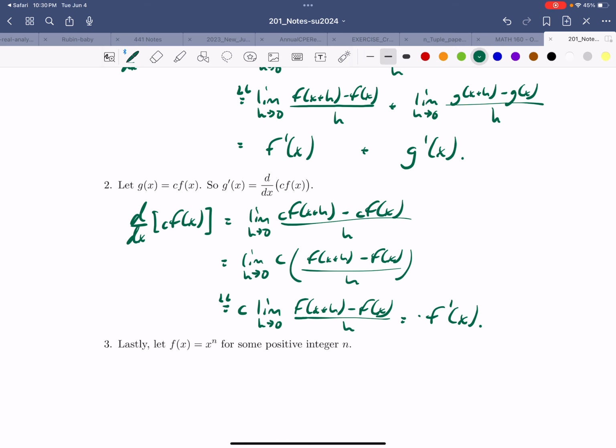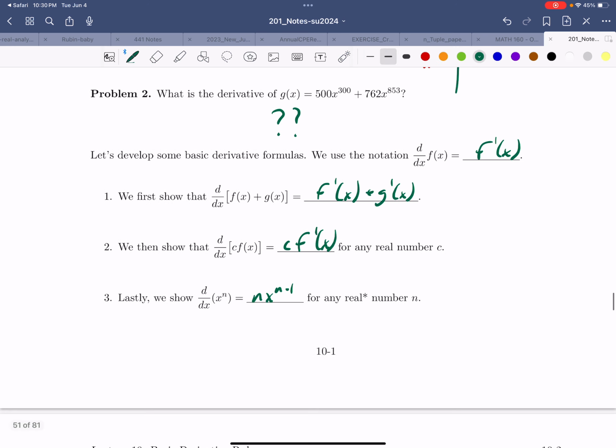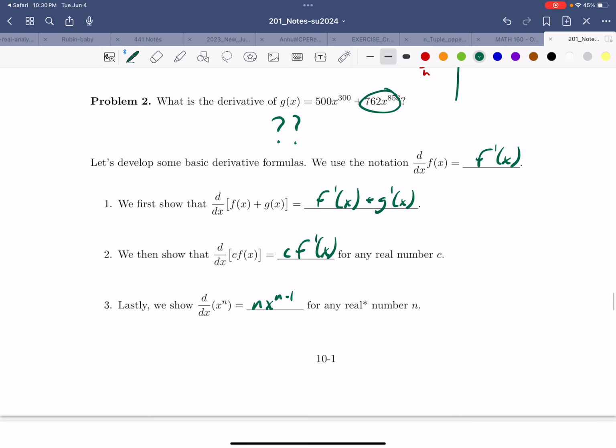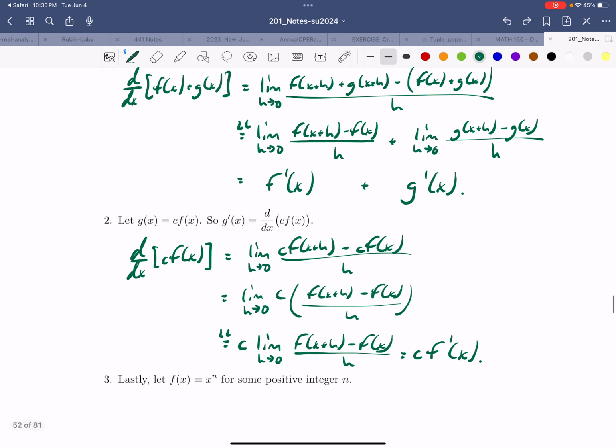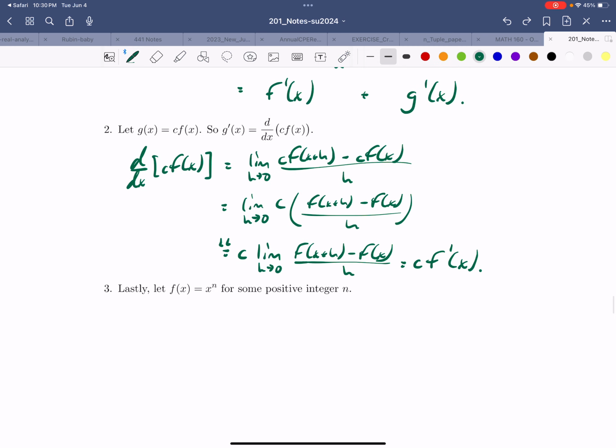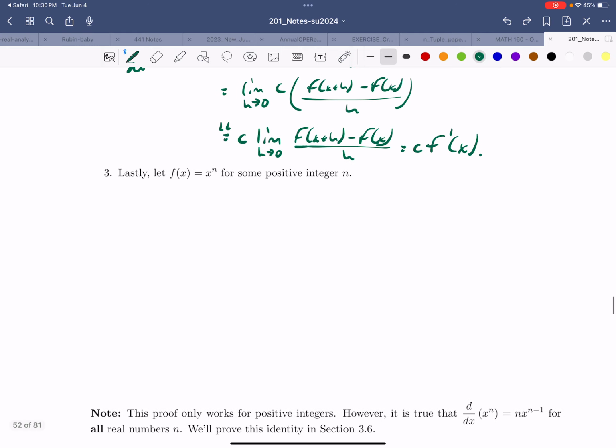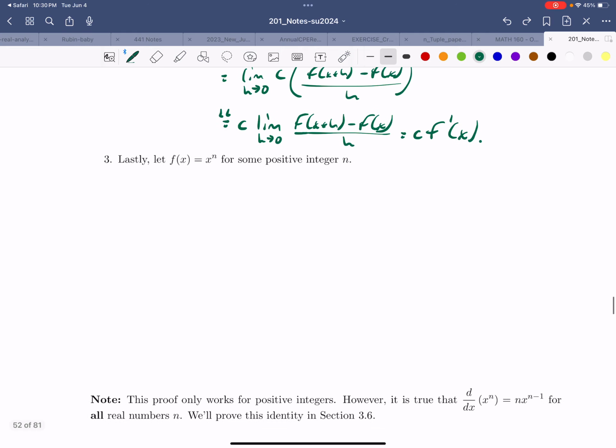So in other words, if you're taking the derivative of some big thing like this, just worry about the x to the 853 and then multiply by 762 at the end. Now, lastly, let's prove the real meat of this problem, f of x equals x to the n.